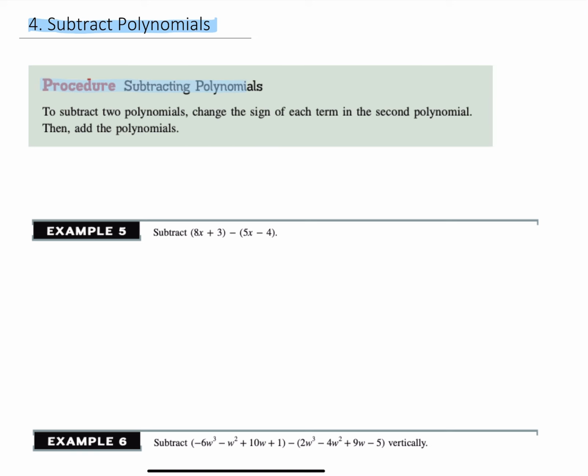So in the textbook's procedure, they say to subtract two polynomials, change the sign of each term in the second polynomial, then add them together. What do they mean by this? Basically, we're distributing the negative to each term.